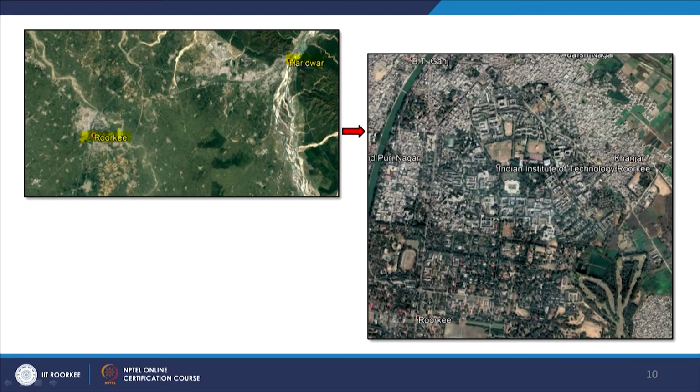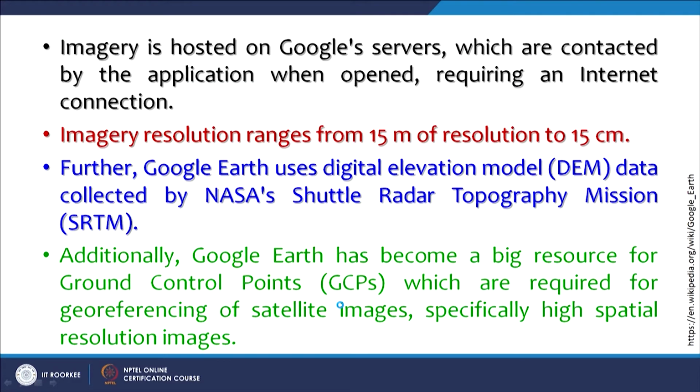So at this stage you might be seeing maybe Landsat 15 meter resolution satellite images, but when you come to this zoom level, you might be seeing images at 1 meter or 4 meter spatial resolution. So as you keep zooming in Google Earth, the image will change, and you keep getting higher and higher spatial resolution images. Basically the images are hosted on Google servers, which are contacted by applications.